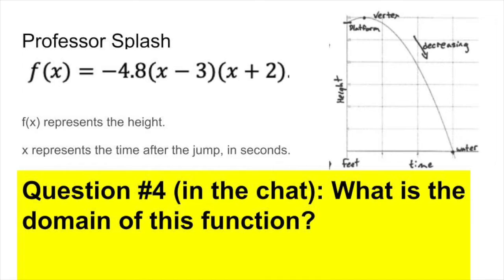Okay, last question for you about Professor Splash. In the chat, what is the domain of this function? And I'm going to ask you to use interval notation like we've been doing. Go ahead, your teacher will call on somebody and we'll bring it back.